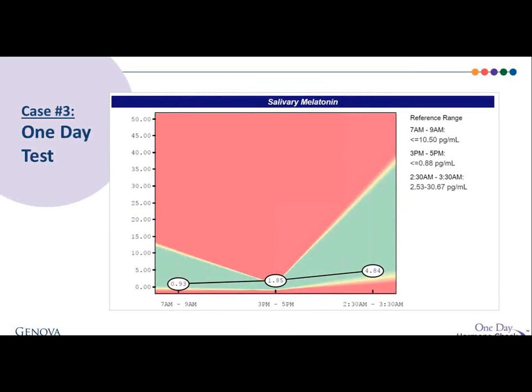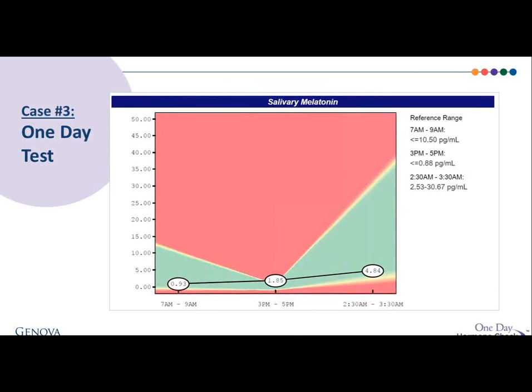This is a melatonin test. It's done in the morning, around 4 p.m., and 3 a.m. with the lights off. And again, it should be dead center of green. The yellow, 1 standard deviation above or below. The red, 2 standard deviations. This 3 a.m. specimen you can see here is too low. It should be dead center of that green.